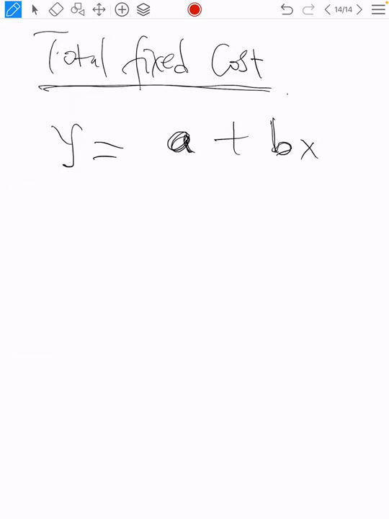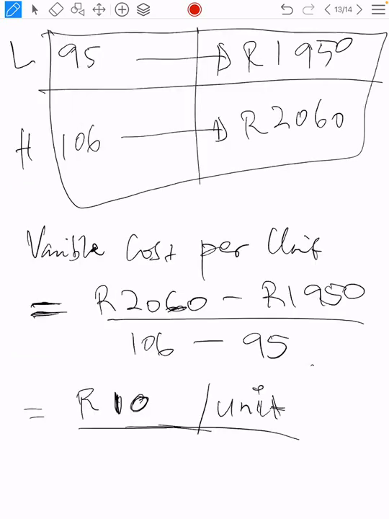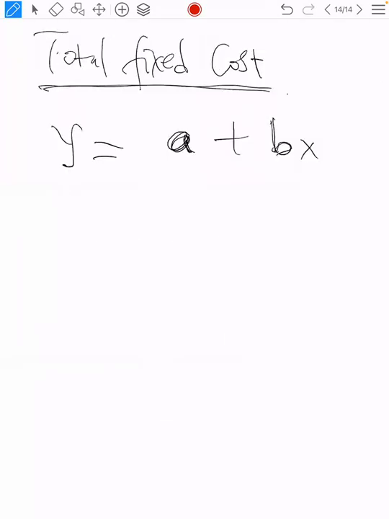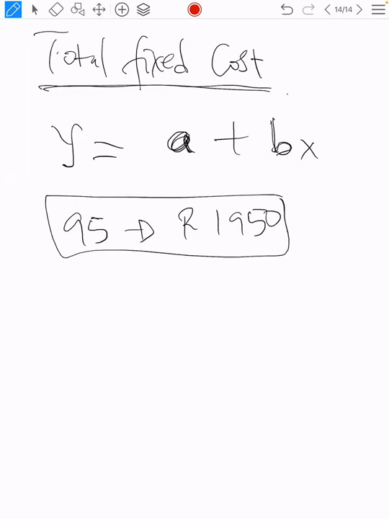Which one do you want us to take? It will give us the same answer for our A. Do you want us to take the highest or lowest? Let's take the lowest, because it deals with small numbers that cannot confuse us. Now, if I'm going to use my lowest, which says that to produce 95 units, you need to spend 1950. Then I substitute.